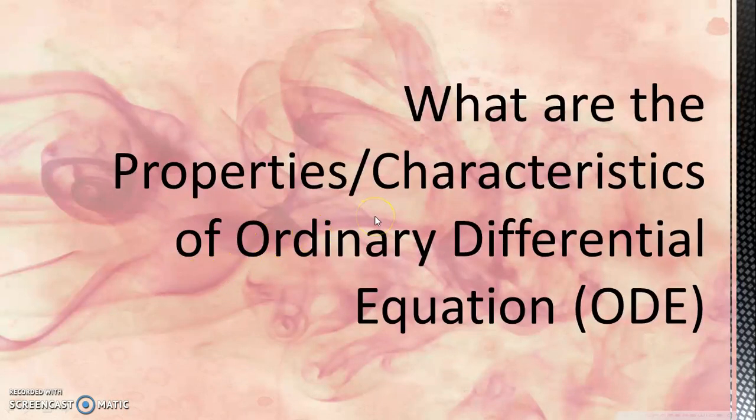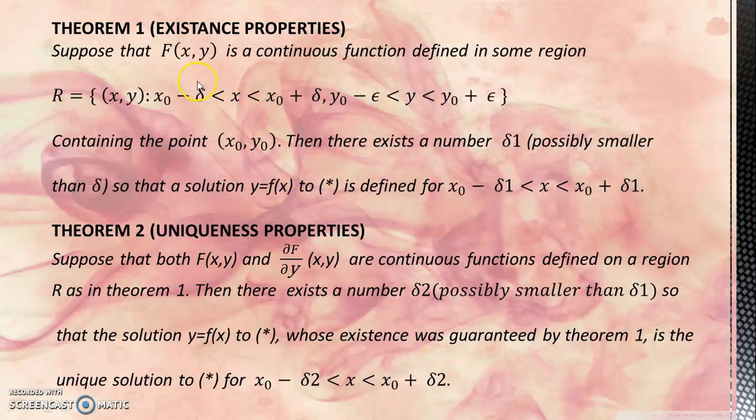What are the properties or characteristics of ordinary differential equation ODE? It consists of two theorems, which are Theorem 1, existence property, and Theorem 2, uniqueness property. For Theorem 1, suppose that f(x,y) is a continuous function defined in some region containing the point (x0, y0), then there exists a number delta 1, possibly smaller than delta, so that a solution y equals f(x) is defined for x0 minus delta 1 smaller than x smaller than x0 plus delta 1.